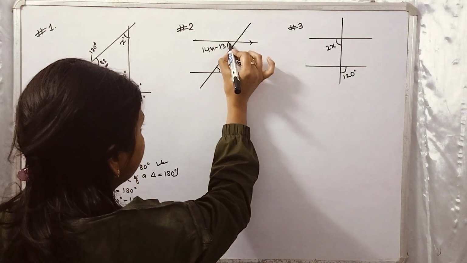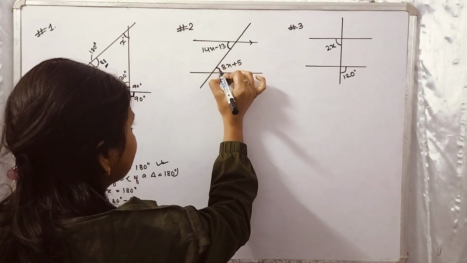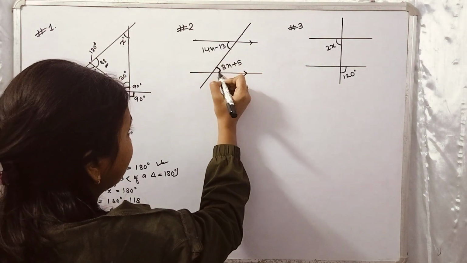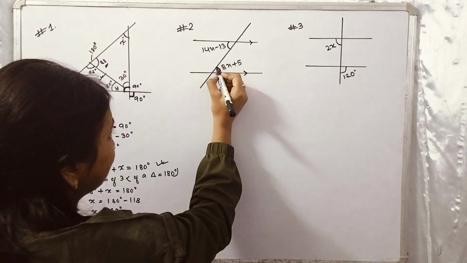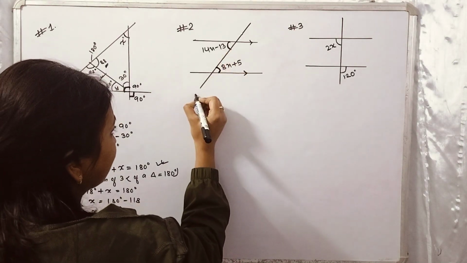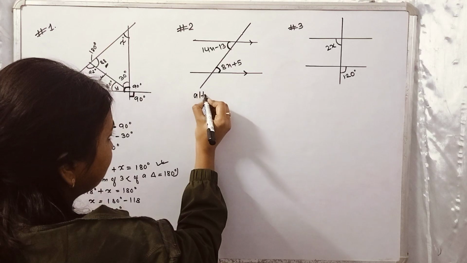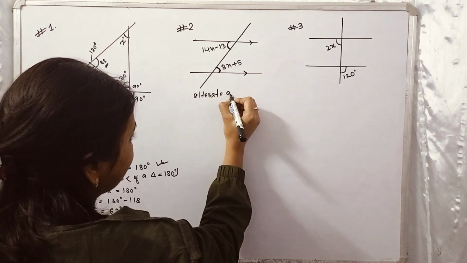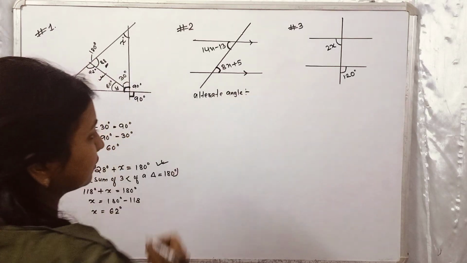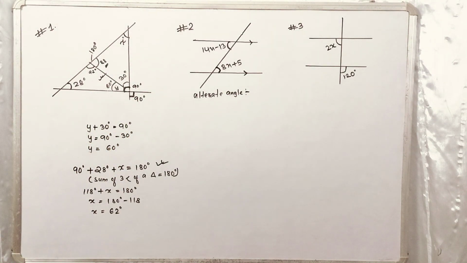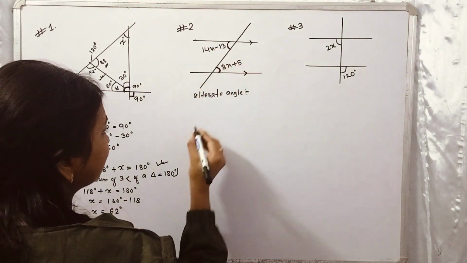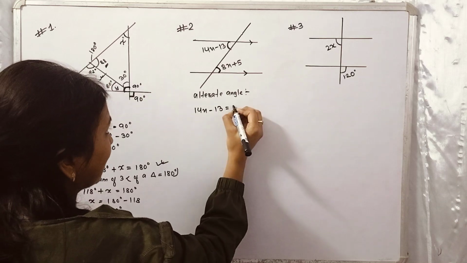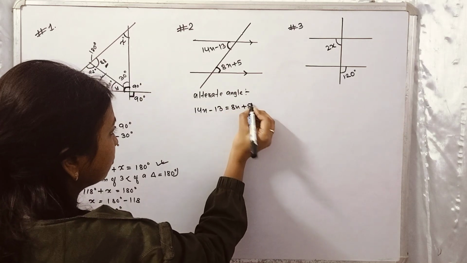Here, this angle and this angle are alternate to one another. They are known as alternate angles. Fine. The property of alternate angles is that this angle will always be equal to this angle. So the property states that alternate angles are equal to one another.